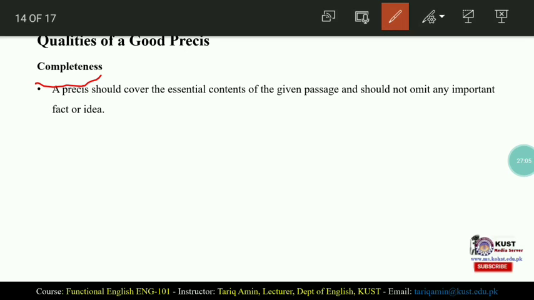A Precis should cover all the essential contents, essential points of the given passage. The given passage means the original piece of writing, and you should not omit any important fact or idea. Your Precis should not delete any important fact or any important idea. This quality should be there in your Precis. It should discuss all the essential points that have been discussed in the original piece of writing.